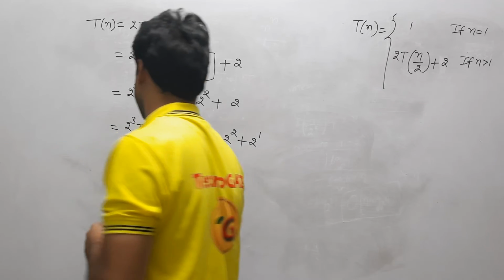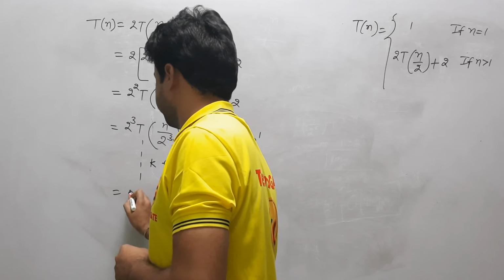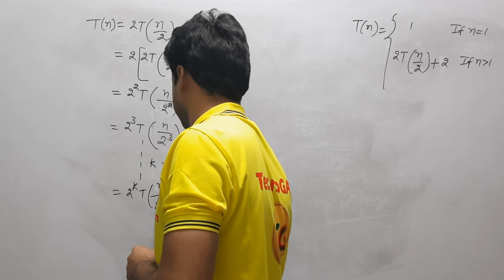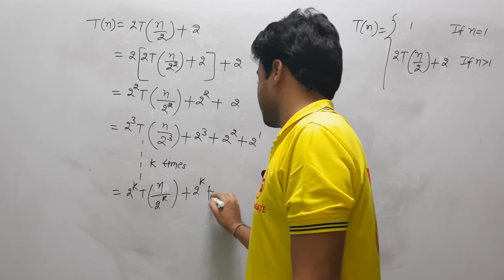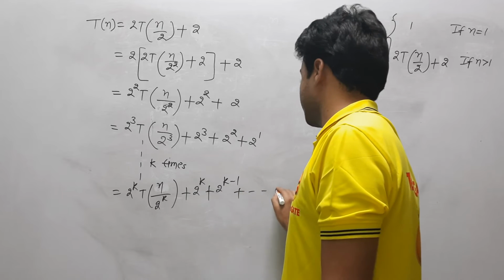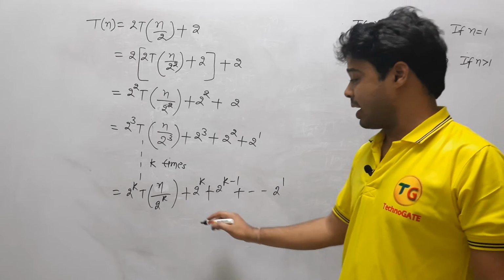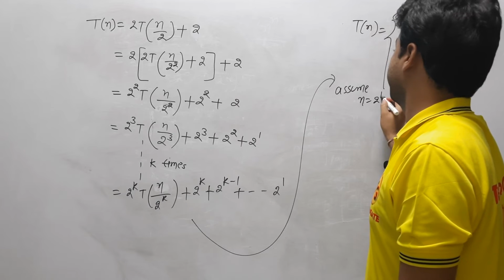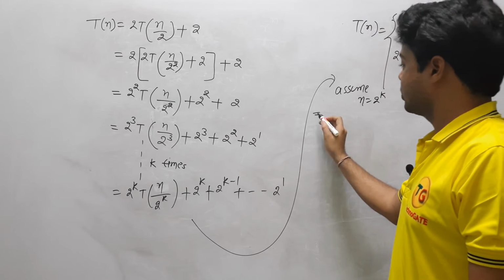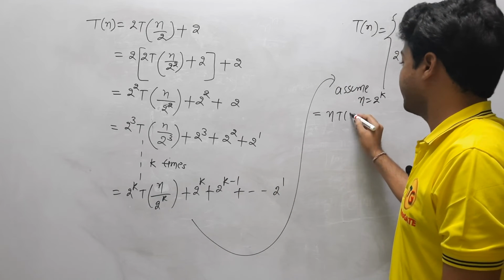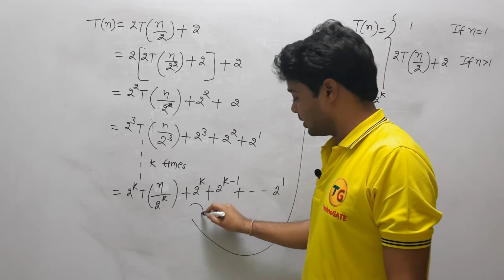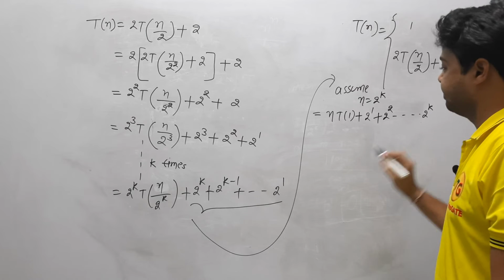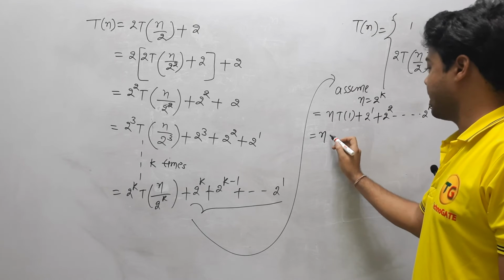After k times, we get 2^k T(n/2^k) plus 2^k + 2^(k-1) and so on up to 2^1. Again, always assume n equals 2 raised to power k. So this is n times T(1) plus a geometric series, which starts with 2^1 + 2^2 up to 2^k. T(1) is 1, so we get n only, plus the series.